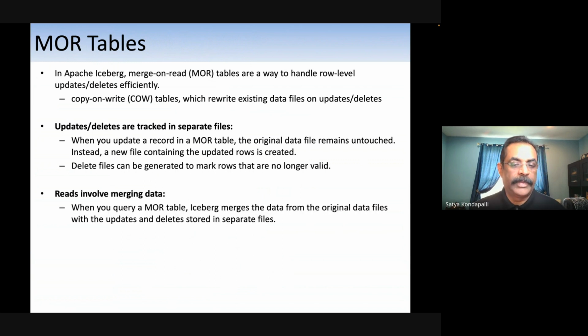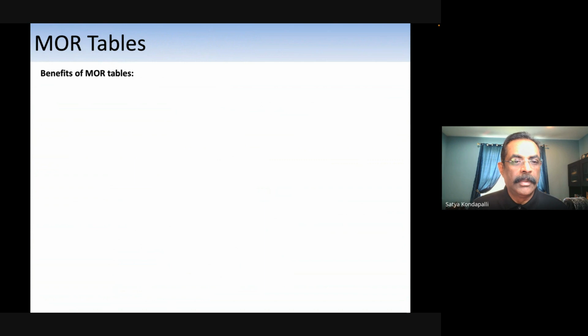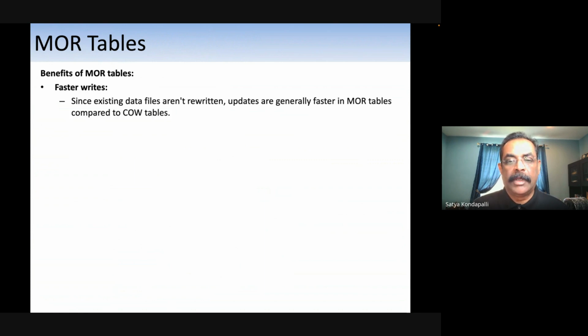So when we read, these new updated rows and delete row files are all merged together with the original data files, right? So Iceberg merges the data from the original data files with the updates and deletes stored separately. So that merge process is slow, right? Of course it's happening on the fly, so the Iceberg engine will take care of it. So what are the benefits? Faster writes, right? Updates are generally faster in merge-on-read tables as compared to COW tables, and it allows frequent updates, right?